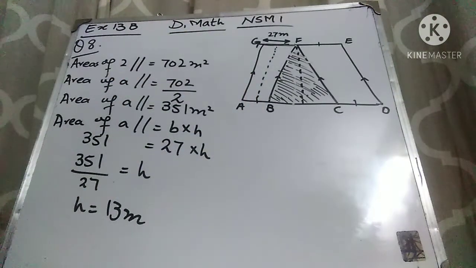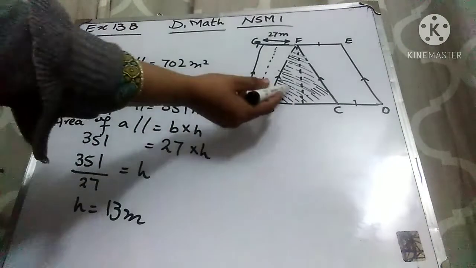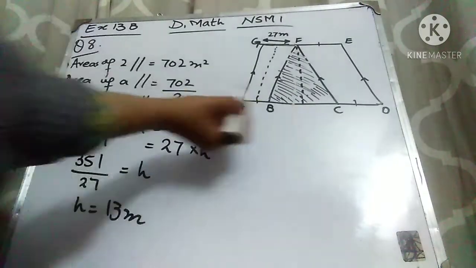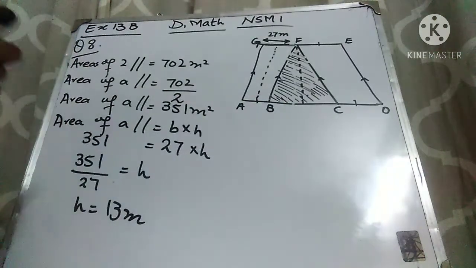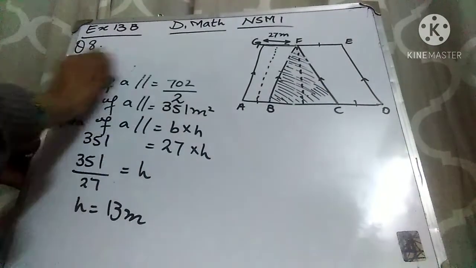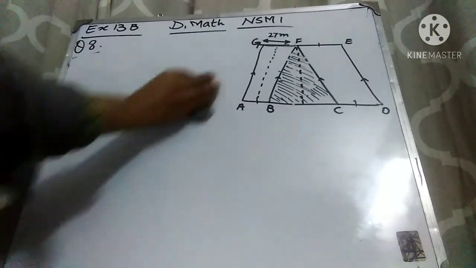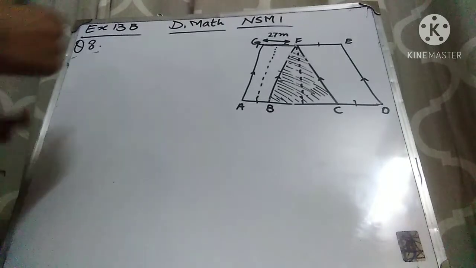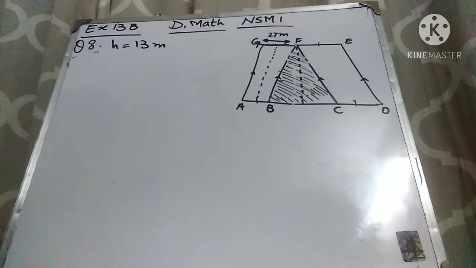Now the very next step is we need the base. We need BC. To find out the area of this triangle, we need the base, which is BC. We have found the height, which is 13 meter. Now we need BC, so we can find out BC. The information is given in the question. Now we can find out the base.